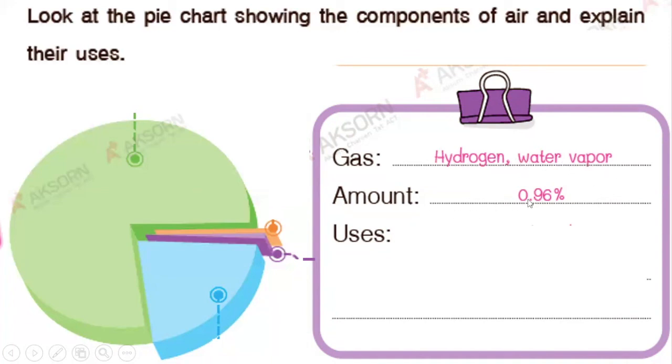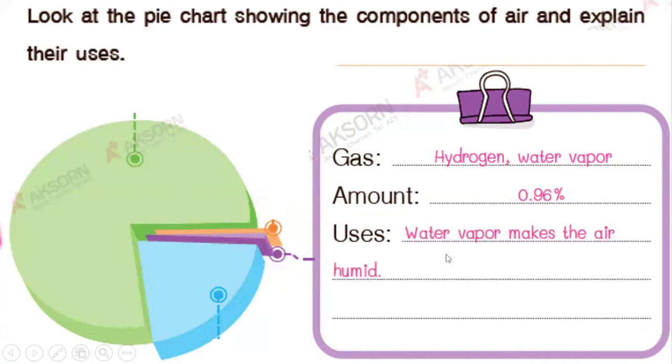Amount: 0.96%, less than 1. Repeat after me. 0.96%. Okay. And uses. Water vapor makes the air humid. Repeat after me. Water vapor makes the air humid. Water vapor makes the air humid.